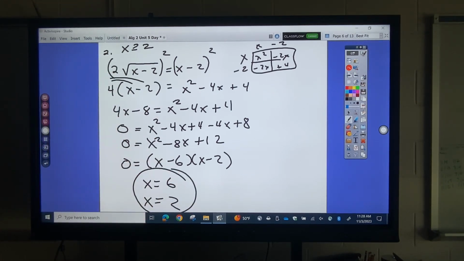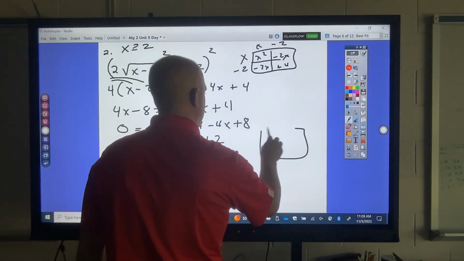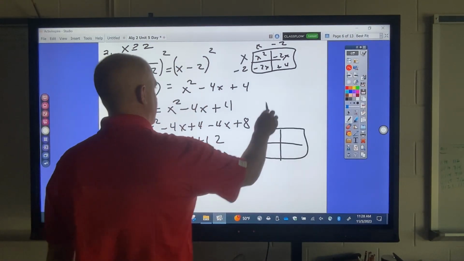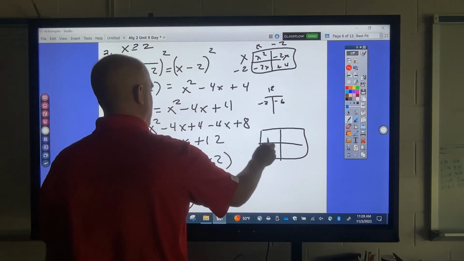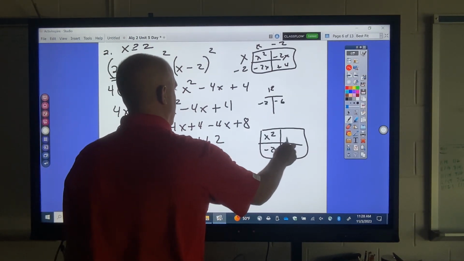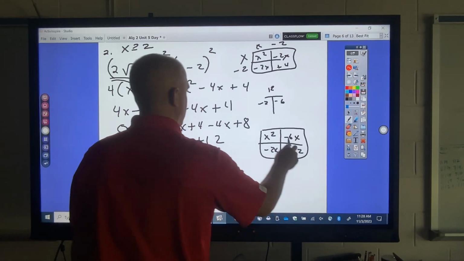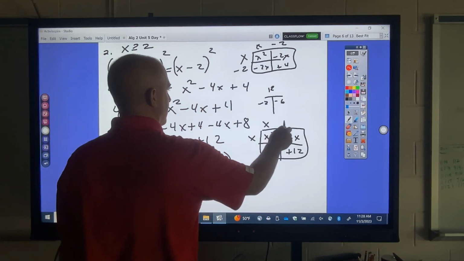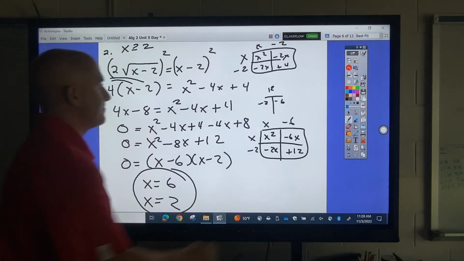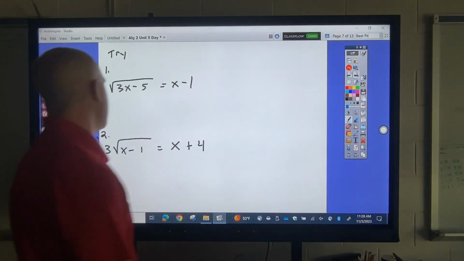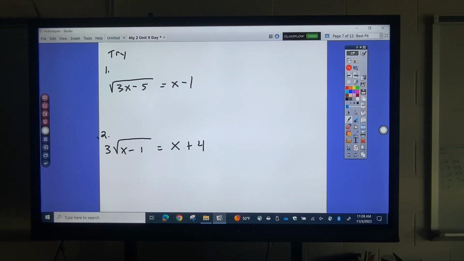I factored that one. 1 times 12 was 12. Both sides are negative 2 and negative 6 if you need to see the factoring. So that'd be x squared minus 2x minus 6x plus 12. GCF x, negative 6. That's how I got that. So why don't you guys go ahead and try those two.